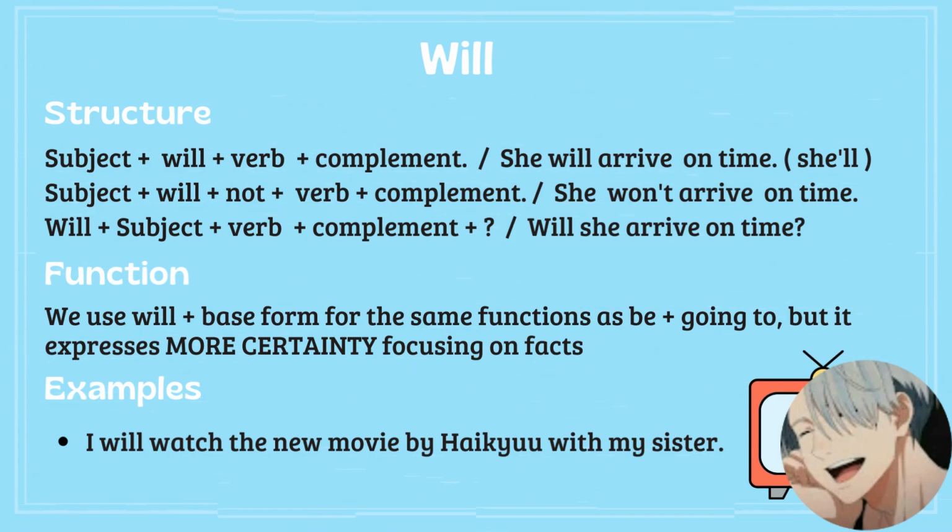Won't is the contracted form for will and not. And finally the question, we use firstly will, then subject, then the verb, and finally the complement. Example: will she arrive on time? Function: we use will plus base form for the same function as be plus going to, but it expresses more certainty, focusing on facts.